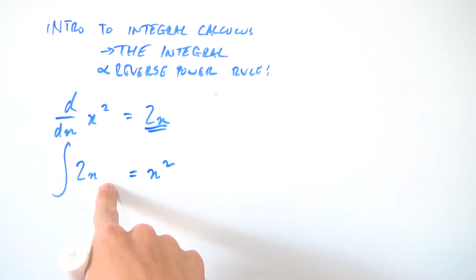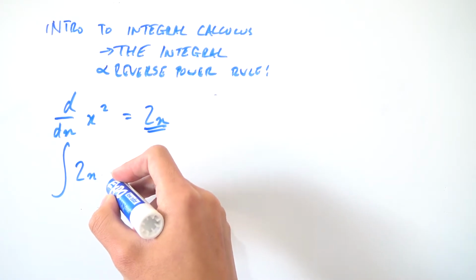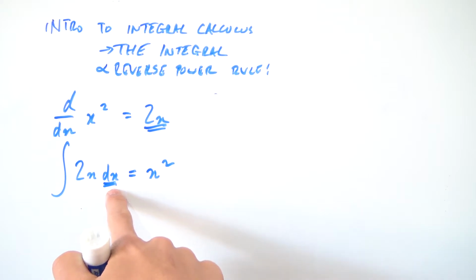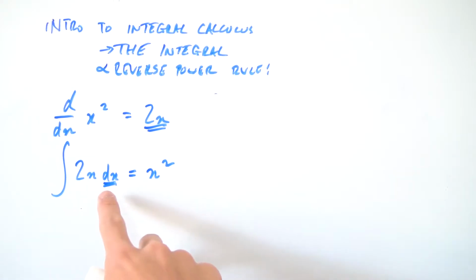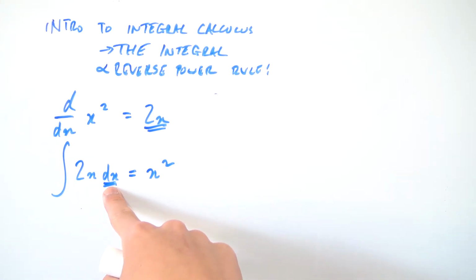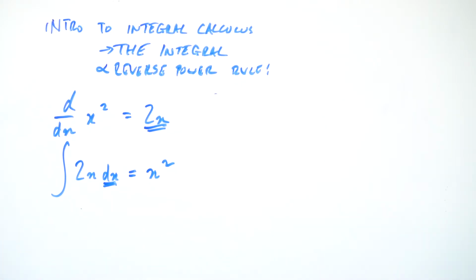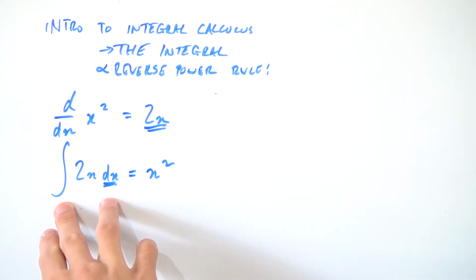And notice I left a little space right here because there's actually something missing. We have to put down a dx. And this dx right here is quite important in the role it plays. I'm actually going to explain why this dx is important and why we need to write it down in the integral in the next video. But for now, let's just treat this as some kind of notation.